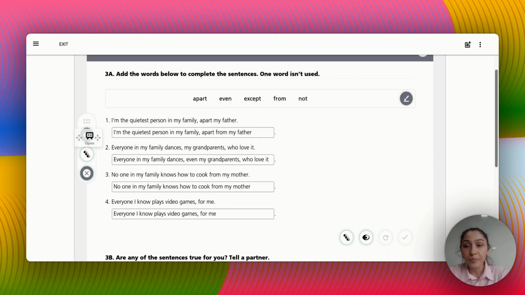Number three, no one in my family knows how to cook from my mother. No one in my family knows how to cook apart from my mother. And the last one, everyone I know plays video games for me. So here we are supposed to use except. Everyone I know plays video games except for me.